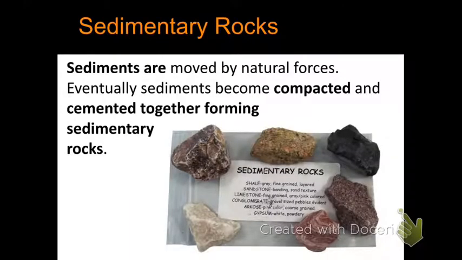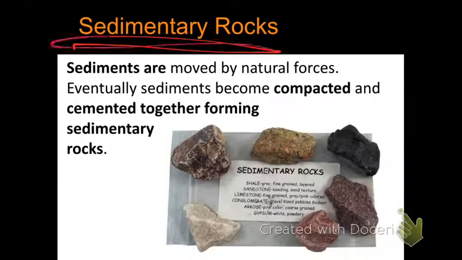Now we have our last type of rock, and this is sedimentary rocks. Sedimentary rocks are made up of sediments. And remember, what are sediments? Sediments are broken up pieces of rock. So this is when you have a rock that was weathered down or broken down, and it became little teeny tiny sediments. Those sediments were compacted and cemented together, creating a sedimentary rock. So the two key words are compacted and cemented together.